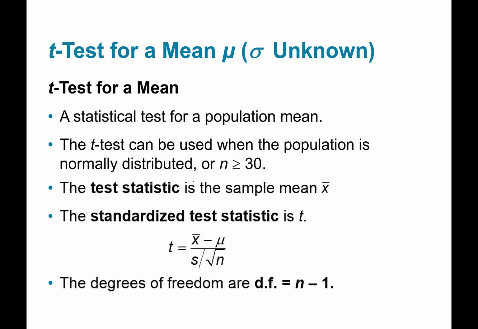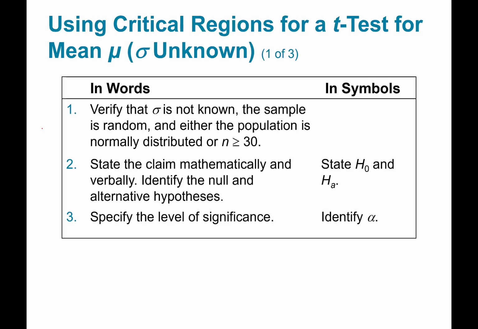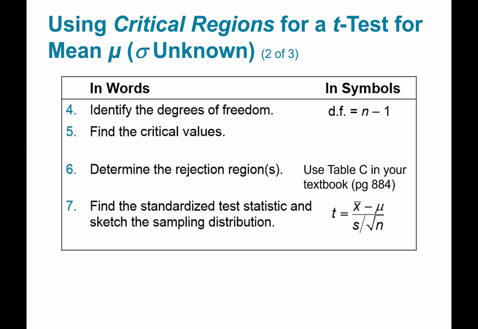The test statistic is still going to be our sample mean x bar. Our standardized test statistic that we're going to use is t, and we calculate it using the same formula we talked about in the last chapter. t is equal to x bar minus mu over s over square root of n. It looks very similar to our z-score formula. The only difference is we replaced sigma with s. And then degrees of freedom is n minus 1. So we still do pretty much the exact same process. The only difference comes when we calculate the critical values using the t-table.